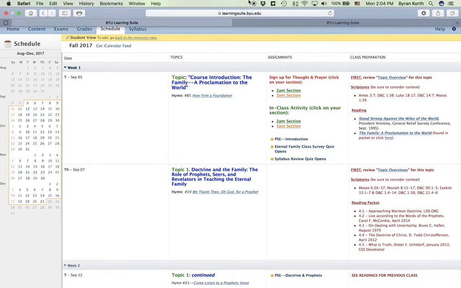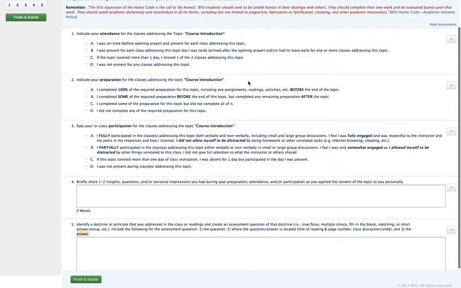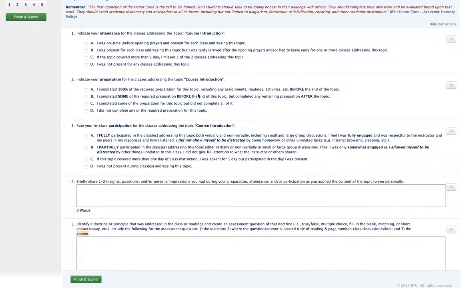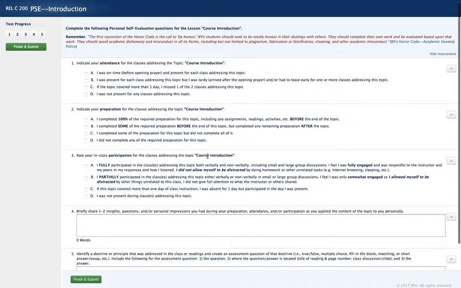Let me give you an example of what they look like. Each one of them has the exact same 5 questions. Each of the 5 questions is worth 4 points. Thus, 20 points is what they add up to be. Being that it's a self-evaluation, please keep in mind the honor code and that your honesty is important in completing these participation self-evaluations. You'll first indicate your attendance.